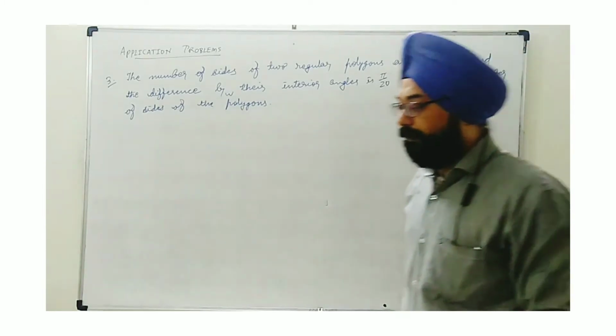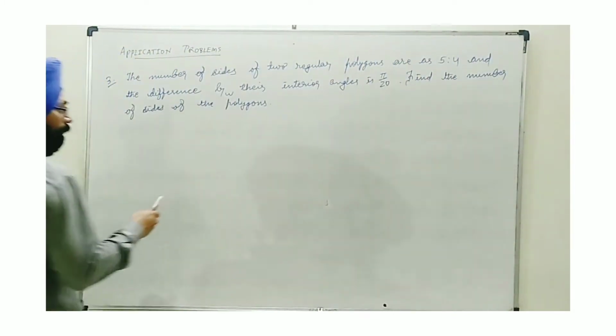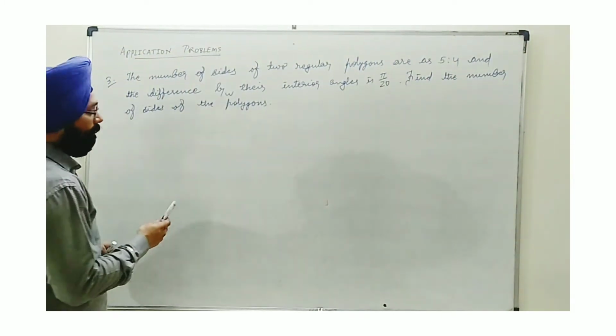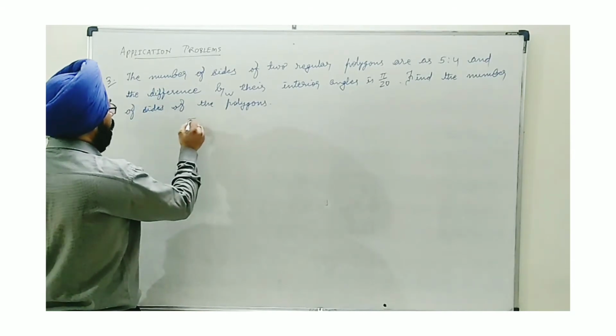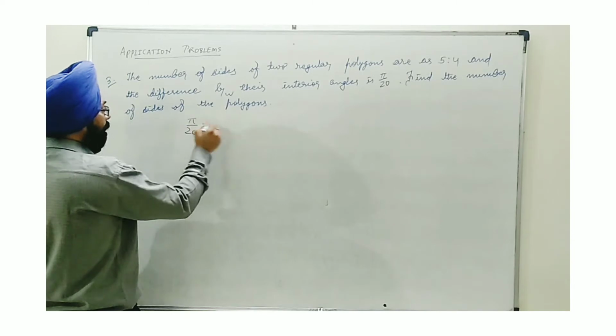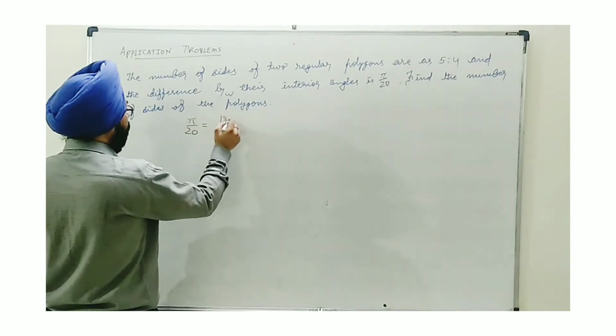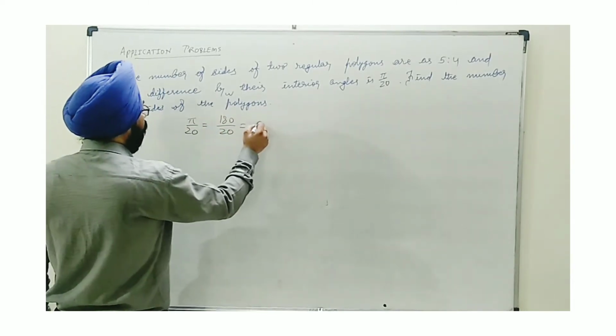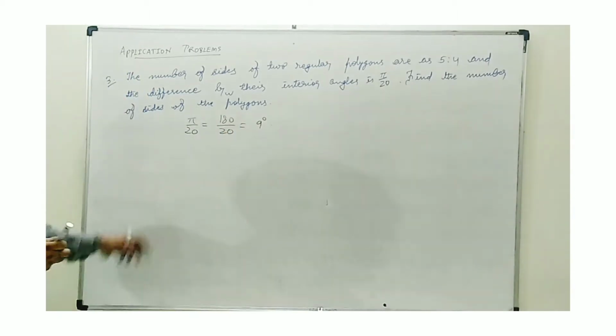First thing, as I see, the students are comfortable with the degree pattern. That's why you can write pi by 20 in degrees first. So how to make it? As I said earlier, I put the value of pi directly as 180. 180 divided by 20, we will get 9 degrees. So this difference is 9 degrees actually.